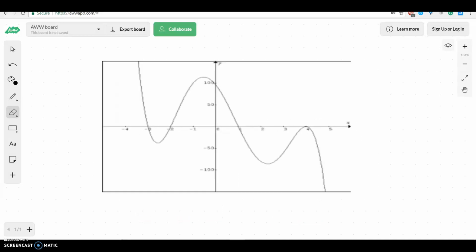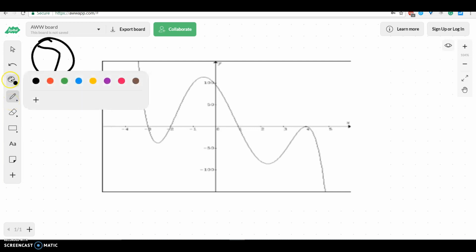Okay, so for video number 2, we're going to try to get through page number 2 and number 3, and we'll see if we can do it. So let's look at this first one. Question number 7. In question number 7, they're asking me to find the zeros of the polynomial and put it into factor form.